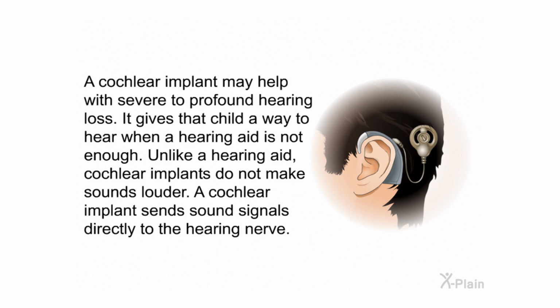A cochlear implant may help with severe to profound hearing loss. It gives that child a way to hear when a hearing aid is not enough. Unlike a hearing aid, cochlear implants do not make sounds louder. A cochlear implant sends sound signals directly to the hearing nerve.